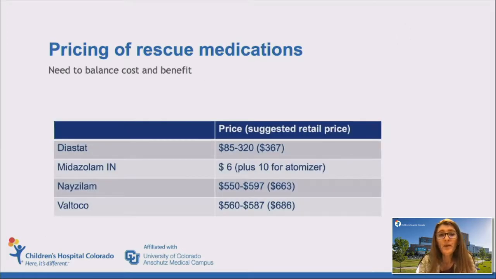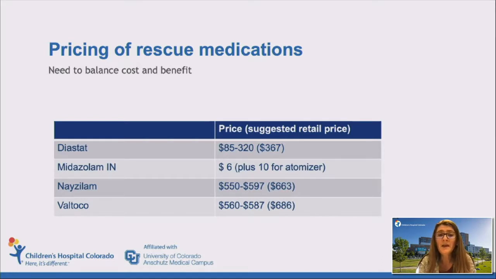I think one of the important things to talk about with families is the pricing of the rescue medications so that we can make a good choice, because we really do need to balance the cost and the benefit of these medications, particularly for some of our patients who have high deductible plans and have to reach a max before their insurance kicks in to cover medications, because there really are some significant differences here. So Diastat's been around for a long time.